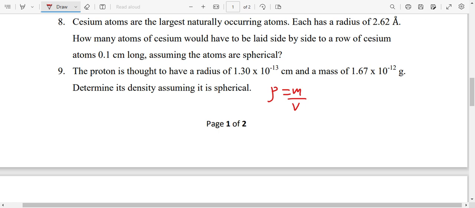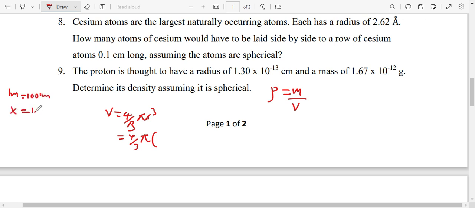And what is the equation that we get to use to find the volume of a sphere? The volume of a sphere is given as 4 over 3 pi r cubed. So this is going to be 4 divided by 3, and we know what the value for pi is. And then the radius. We've already been told what the radius is. Now the radius has been given in centimeters, so we need to convert that to meters.